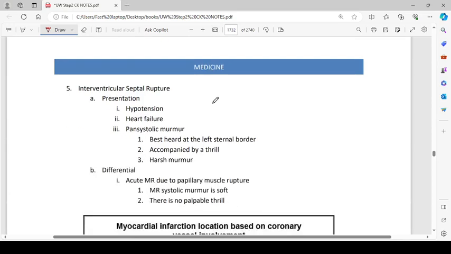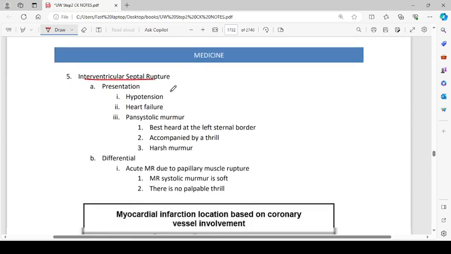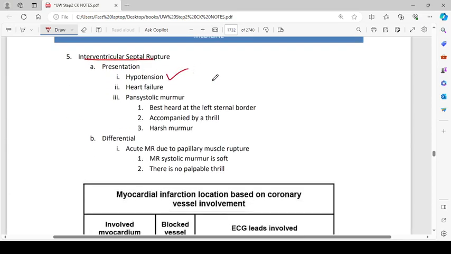In up to 50% of cases, patients may have a soft or no audible murmur, that is silent mitral regurgitation. Then the ventricular wall rupture, the presentation is obviously hypotension, as the ventricular wall has ruptured and blood has started pouring into the pericardial space. There will be heart failure and a pan-systolic murmur will be heard. I'm sorry, it's interventricular septal rupture.